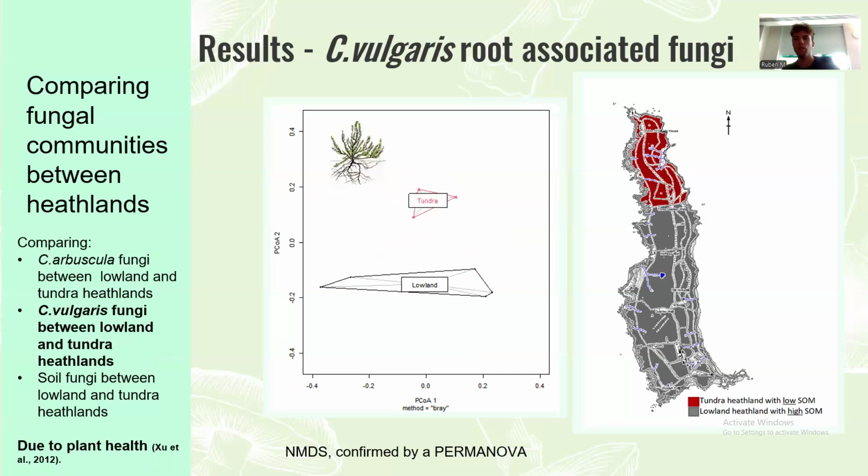In contrast, the fungi found within the roots of Calluna vulgaris did differ, and also statistically differ, with no overlap seen in this NMDS between the tundra heathland and the lowland heathland. Now, it's likely that this is due to plant health. Research has shown that soil organic matter, which is found to be lower in the tundra heathland, can have a significant impact on plant health. And plant health drives the diversity and community composition within the roots. So this is why I believe there's a difference in community composition between tundra and lowland heathlands for root-associated fungi.